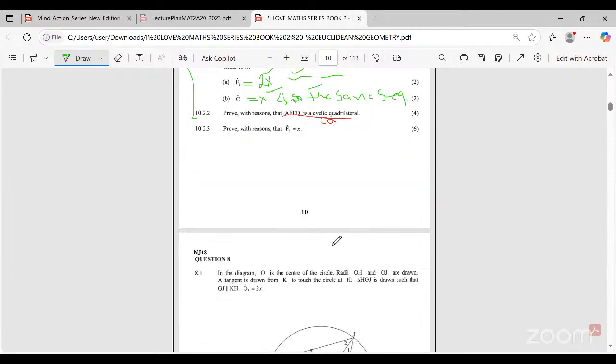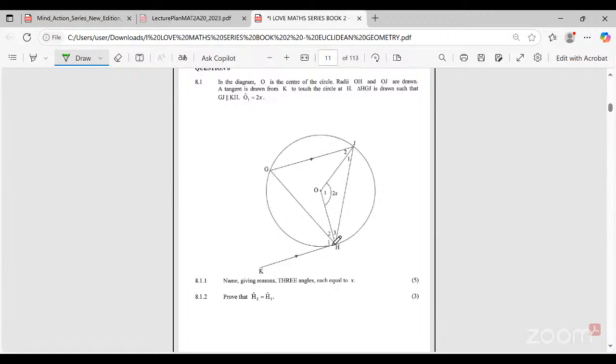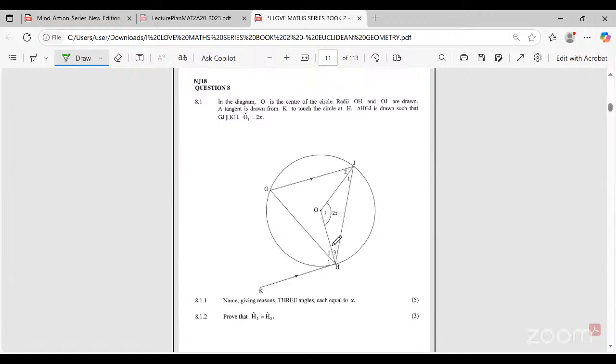Okay, cool. Then now let's have a look maybe on this one. Question 8. They are saying in the diagram, O is the center of the circle, and this is important information: radii OH and OJ are drawn. This is equal to that. This implies that OJH is an isosceles triangle. Do you agree if I say H3 is equal to J1? Yes, sir. Okay, that's fine.